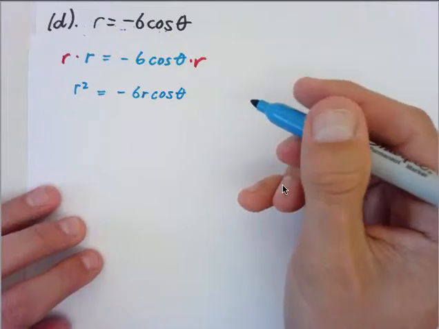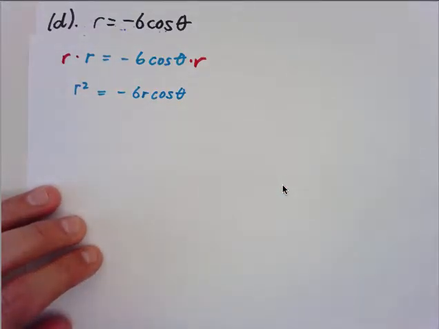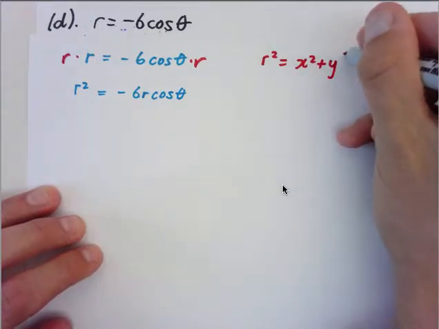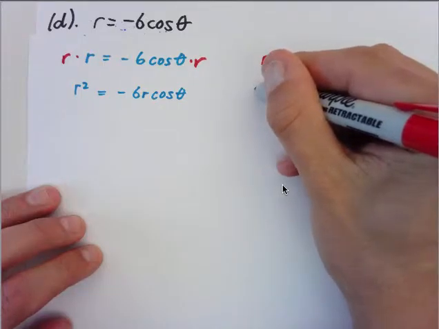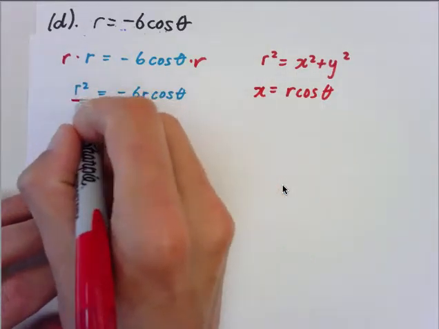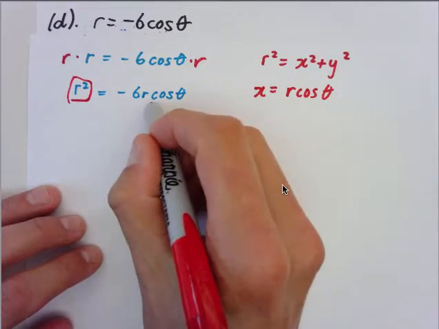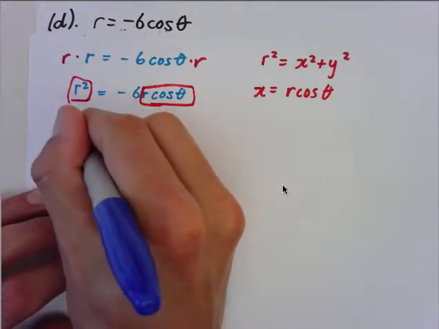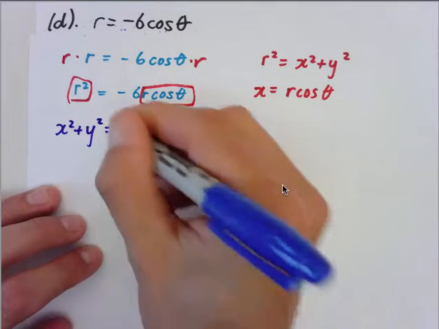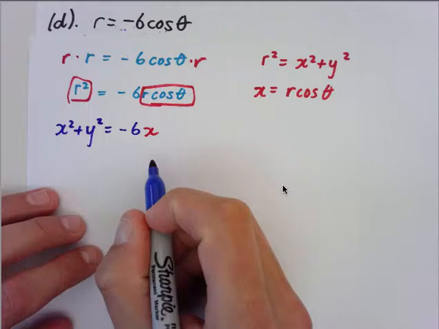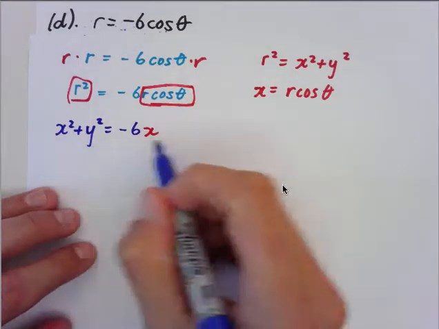I want you to pay close attention to this because there's two things we know. We know that r squared equals x squared plus y squared from the beginning, and I also know that x equals r cosine of theta. So we're going to do a substitution here, and we're going to do a substitution here. Now we're going to have x squared plus y squared on the left, and that's going to equal -6, and we're going to change that with x. So now it looks like a circle, but we have the 6x, but we're getting closer.